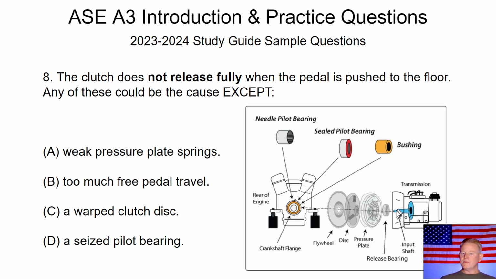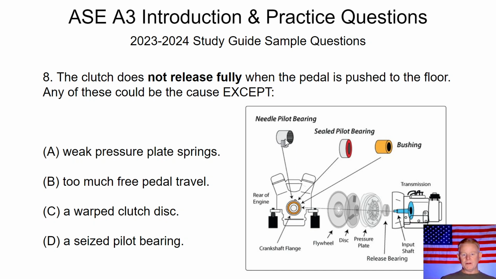So out here on the very end of that input shaft of the transmission, there's kind of a snout or a nose that sticks off of that. And it passes all the way through everything, and it gets supported by a pilot bearing or bushing. And manufacturers over the years have typically used three different types.